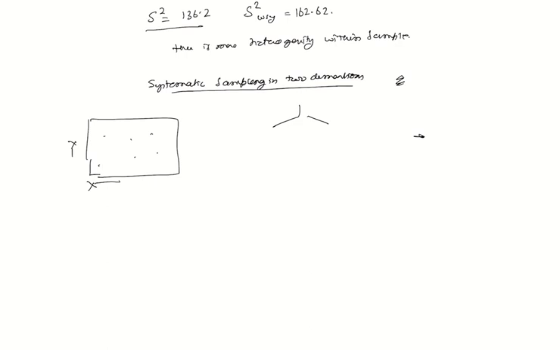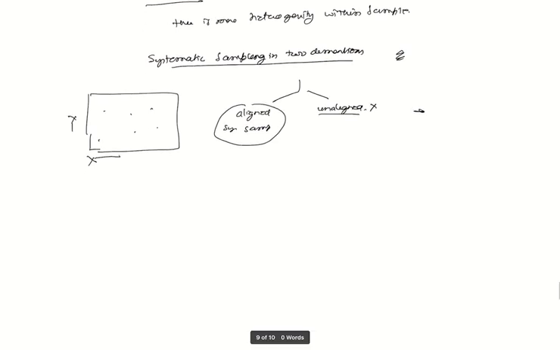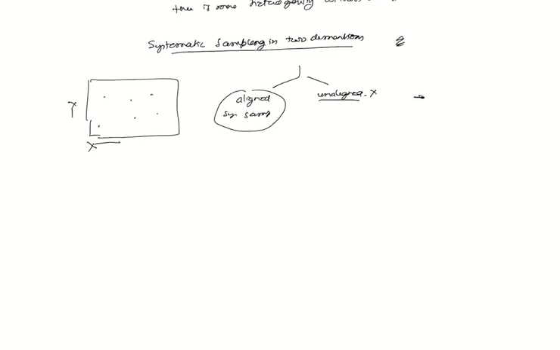One is called aligned systematic sample, and the other one is called unaligned. Unaligned is very complicated and we will not talk about it. We'll talk about the aligned systematic sample. So now this is our area map, and we need to take a sample of 9 locations in this. So how do we proceed?